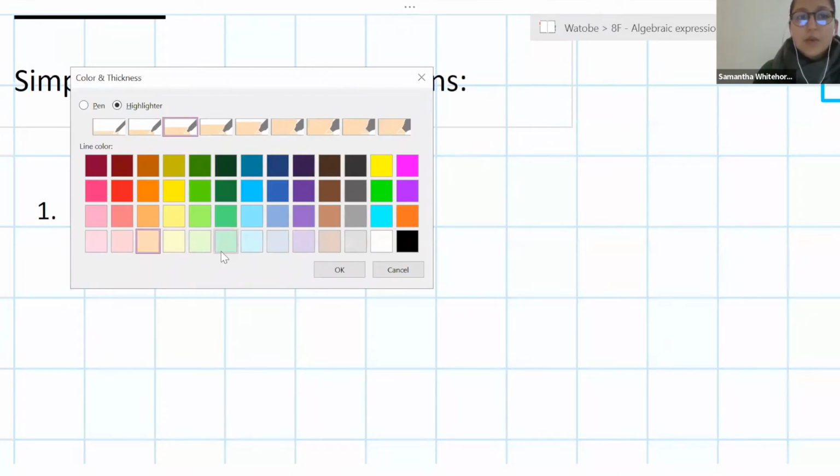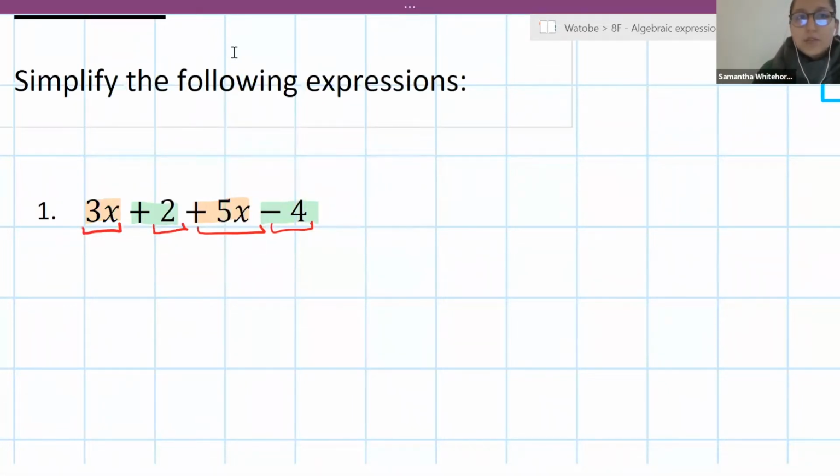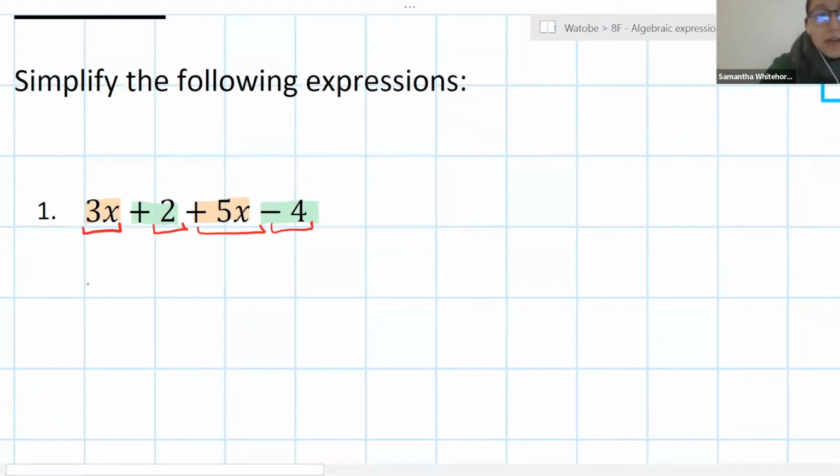On the flip side, I've got a 2 and a negative 4. Now, those are what we call constants. So they form a new group of terms that are like terms. And so once I know what my like terms are, I can now go add and subtract them. If you feel more comfortable, you are welcome to put the like terms next to each other. So you can write it as 3x plus 5x and then plus 2 minus 4, just so that you can see clearly what your like terms are. And then we can go and add and subtract.